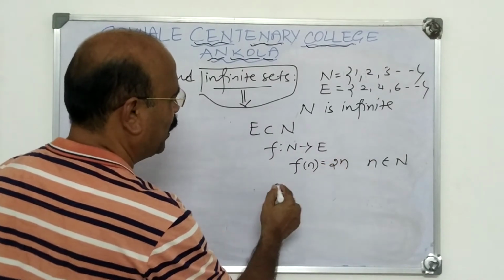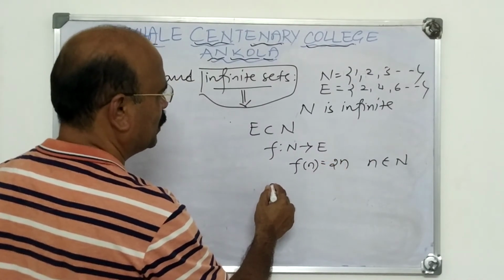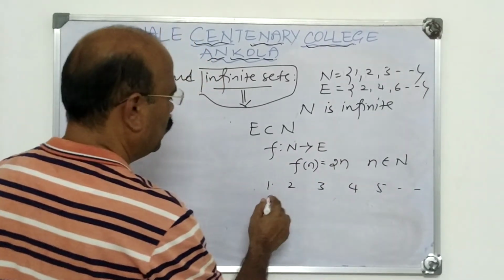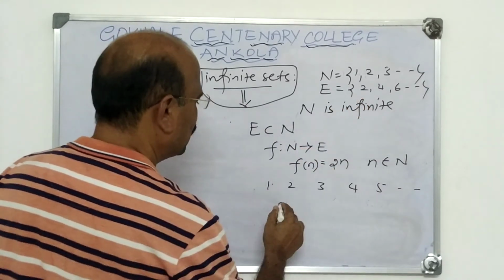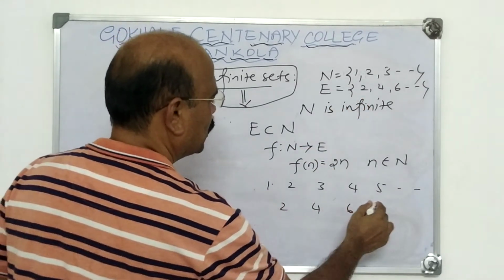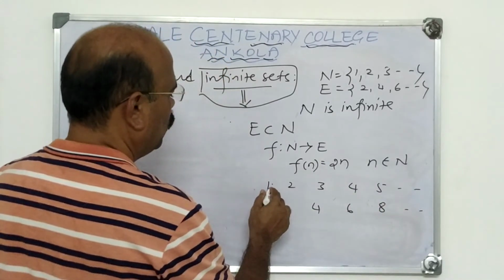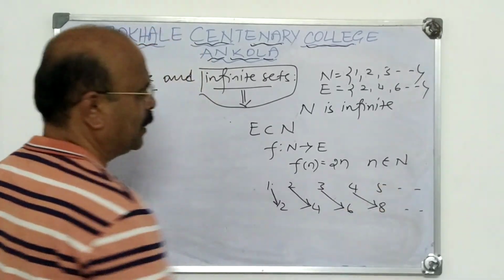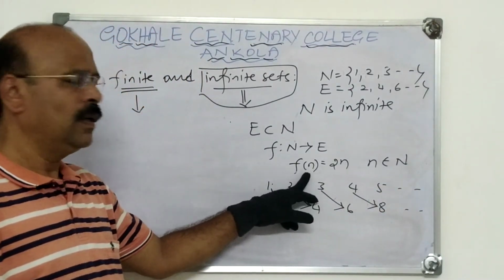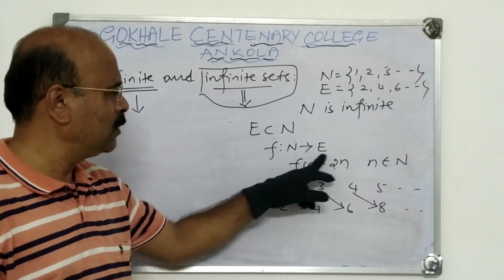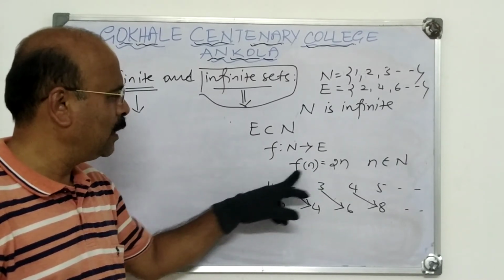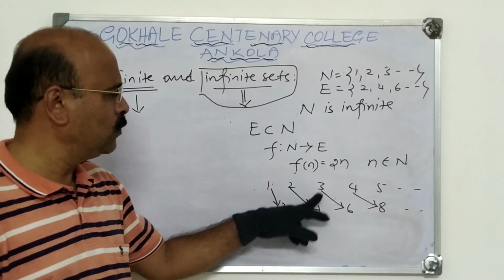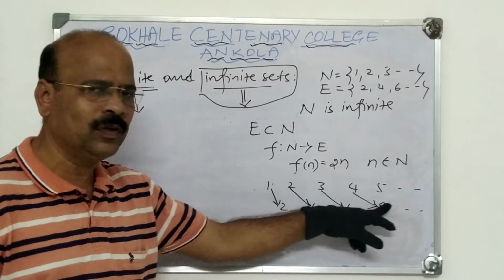Now how is this function defined? The set of natural numbers is like this: 1, 2, 3, 4, 5, etc. Now this E consists of 2, 4, 6, 8, etc. Now 1 is related with 2, 2 with 4, 3 with 6, 4 with 8, etc. F from N to E is defined by f of n is 2n, and under this mapping, this is E, this is N.